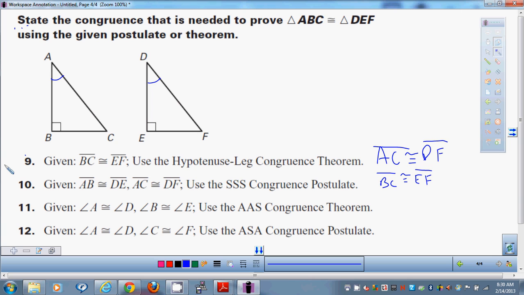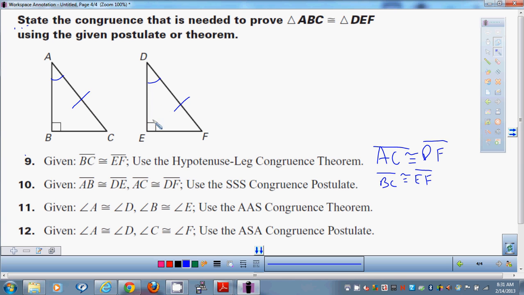Hold on. I'm calling somebody. Becca, what do you think? That would work. That's one of the answers I would accept. Or you could have known BC and EF. But she said AC and DF.